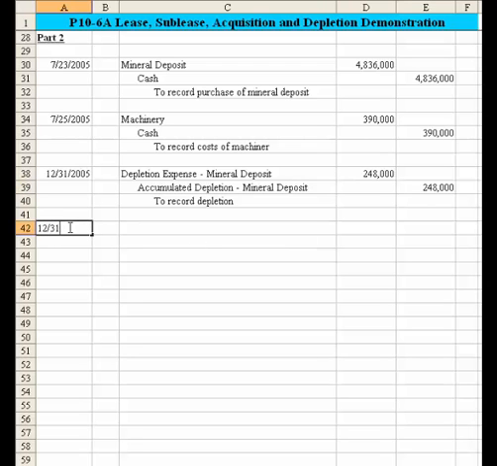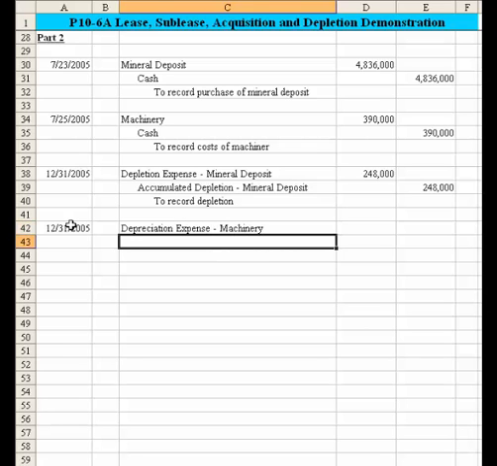All right. Now on 12/31/2005, we also need to record depreciation expense on the machinery. I will indent that in proper form. And then this one would be to record depreciation on the machine. Okay, if I can spell that correctly. We'll indent that.